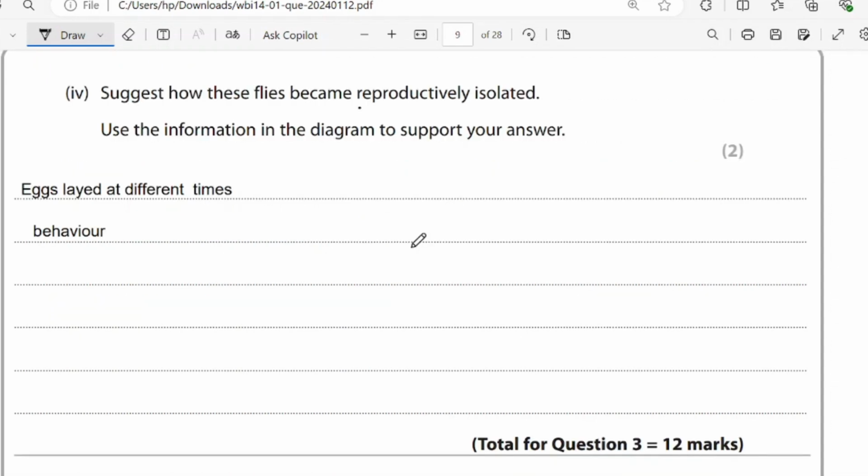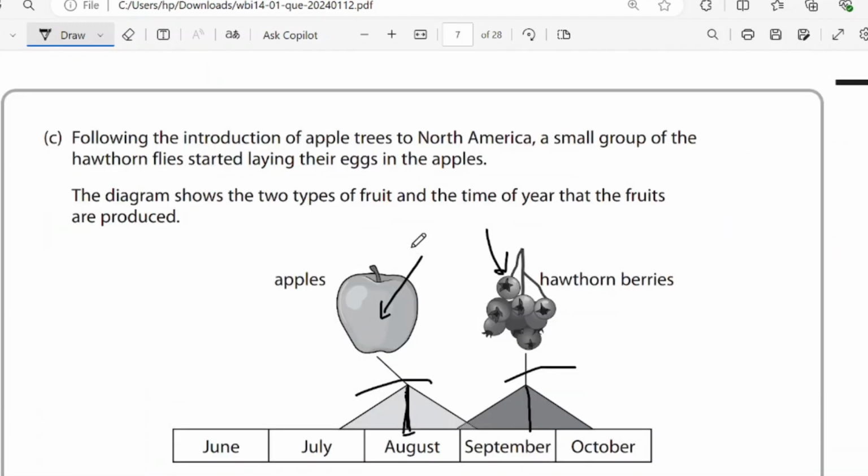And the last question is, suggest how these flies became reproductively isolated. Use the information in the diagram to support your answer. So reproductively isolated, which they're again talking about sympatric speciation, right? So how did they become reproductively isolated? So let's go back. So this was the diagram.